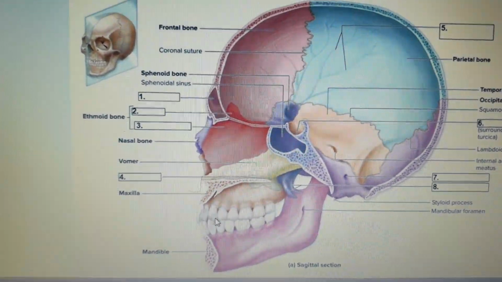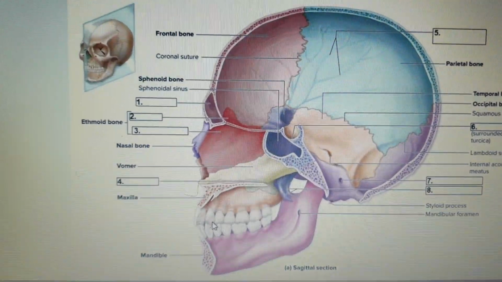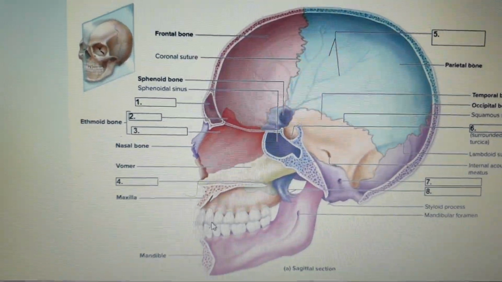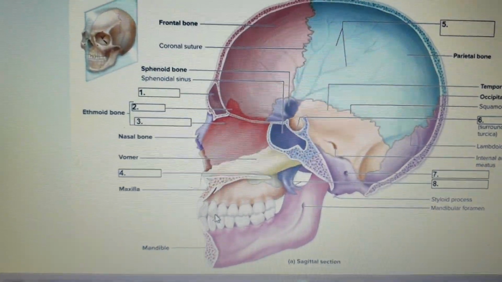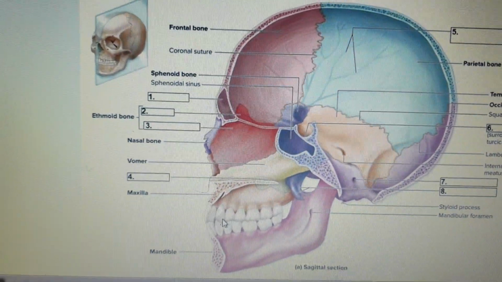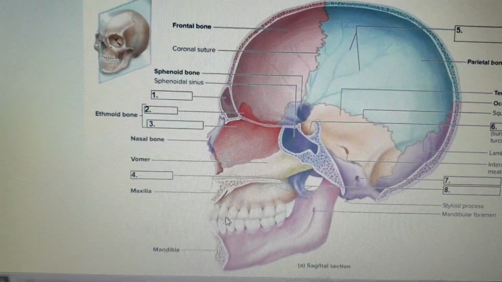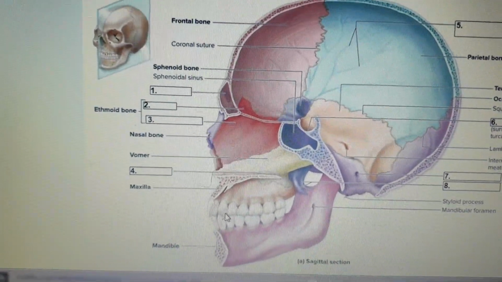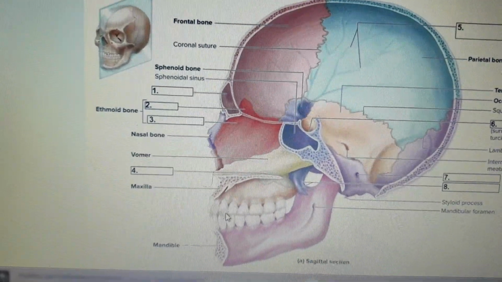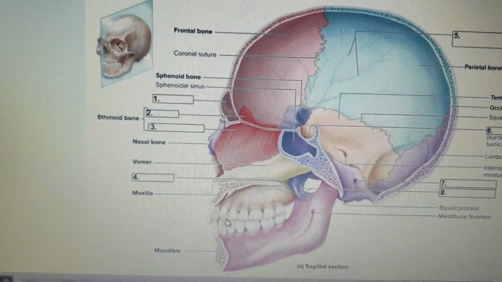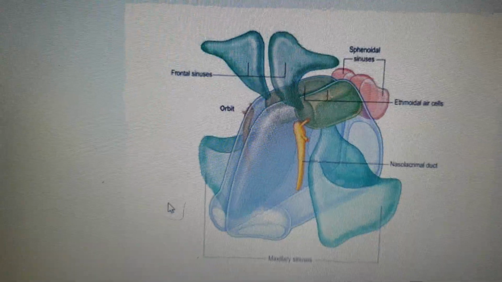These paranasal sinuses are lined by mucous membrane. The mucous membrane of these sinuses resembles that of the nasal cavity, and the mucus produced by the glands in the mucous membrane of these sinuses is eventually swept into the nasal cavity by the movement of cilia, which is present in the mucous membrane of the sinuses.